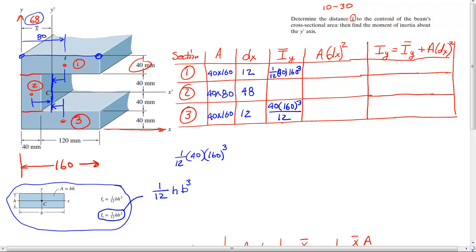Then I'm going to turn around and do the base and height for section 2. Height and base are different. 1/12. The height, well, from here to here, 80. The base, well, from here to here, 40. So what you have here is 80, 40 to the third over 12. Sorry for the cramped space. I should have moved some things around.